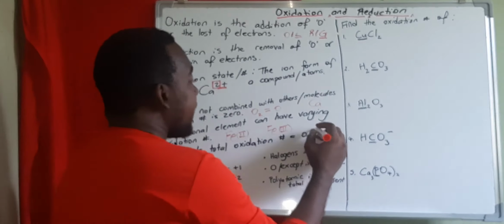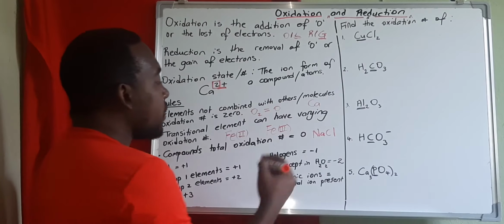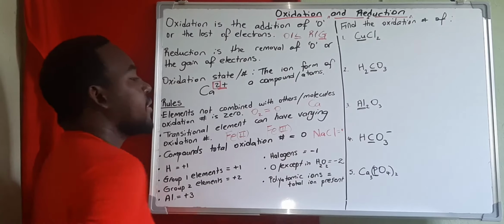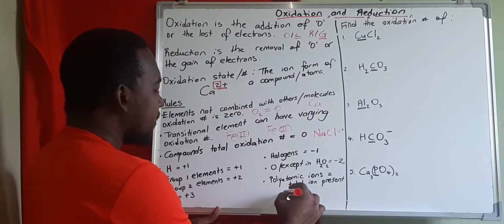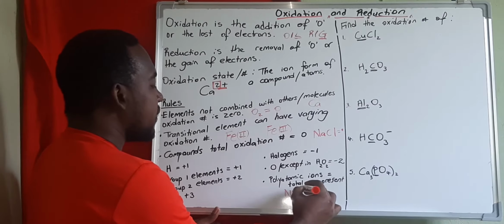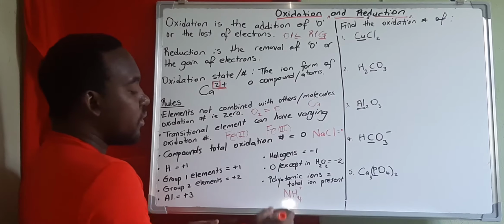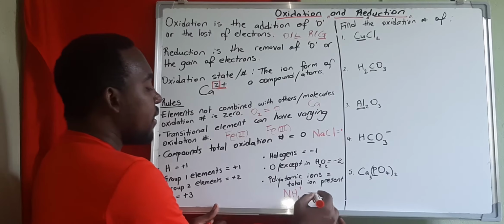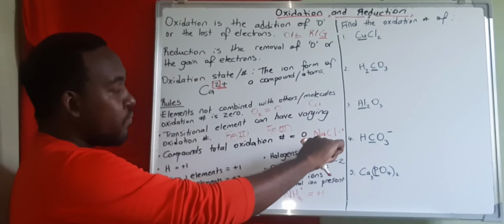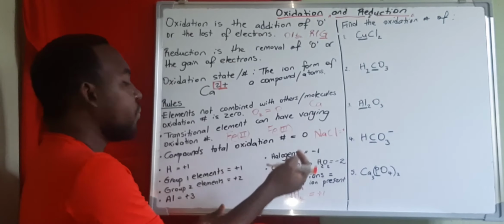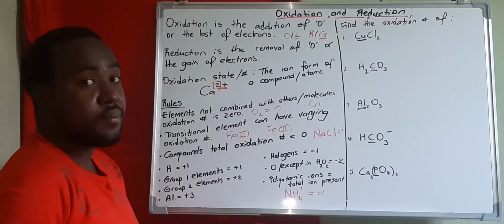So if we have NaCl, when we add both oxidation numbers of Na and Cl, we should get 0. But for polyatomic ions, like NH4+, the total of the oxidation numbers of nitrogen and hydrogen should add up to give us positive 1 for the ion form of that polyatomic ion. So remember, if it's a compound, the total is 0. If it's a polyatomic ion, then the total equals the ionic form of that compound.